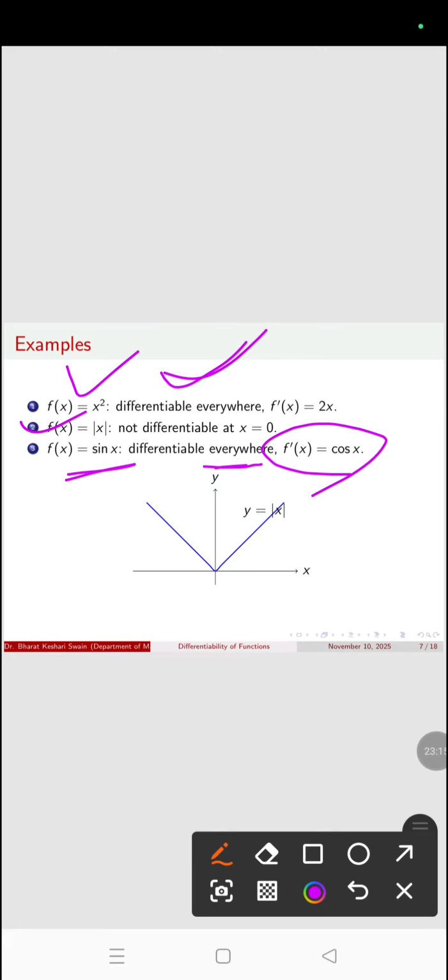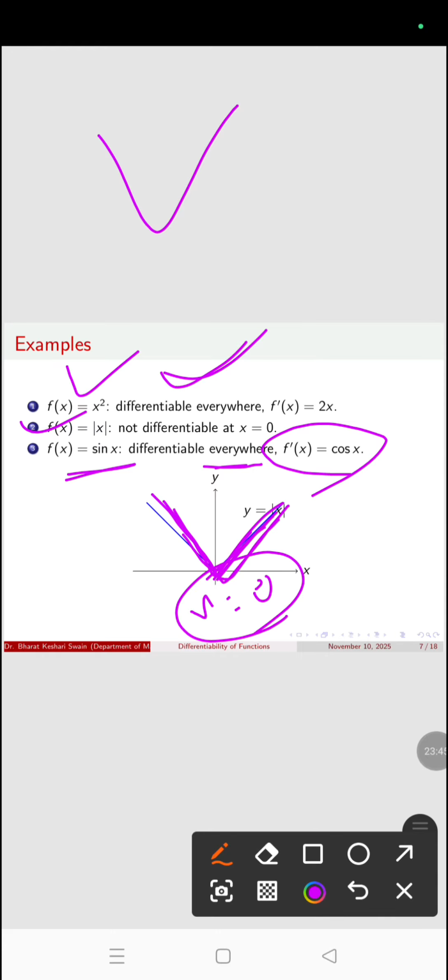One thing you can see here: when you draw the graph of the function f(x) equal to mod x, you will get a sharp point at x equal to 0. This is your 0, so at 0 we get a sharp corner. Whenever we get a sharp corner, the function is not differentiable at that point. Graphically you can also say it like this: when we get a sharp corner, at this point the function is not differentiable.